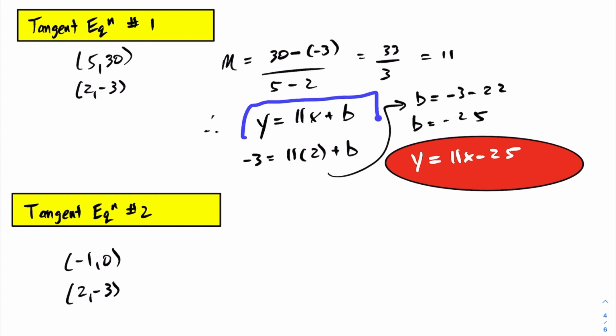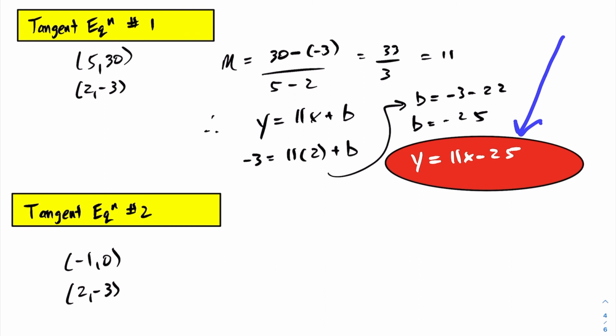Subbing this into my y equals mx plus b form, I can choose either point to sub in. I chose to sub in the point (2, -3). Subbing that in and solving for b, we get a b value of negative 25. So the tangent equation, one of them, is y equals 11x minus 25.